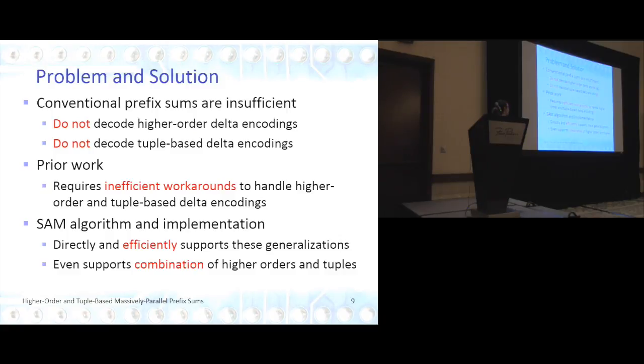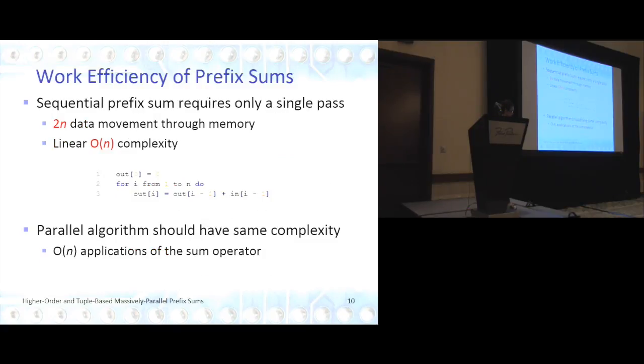SAM not only supports the conventional Prefix-Sum, but it can also support the higher order and tuple-based Prefix-Sum as well. And it can do it efficiently. So let's start with the sequential Prefix-Sum. The sequential Prefix-Sum is a very trivial algorithm. As you can see, it has only a for loop. It has 2n data movement, and the complexity of this algorithm is only O of n.